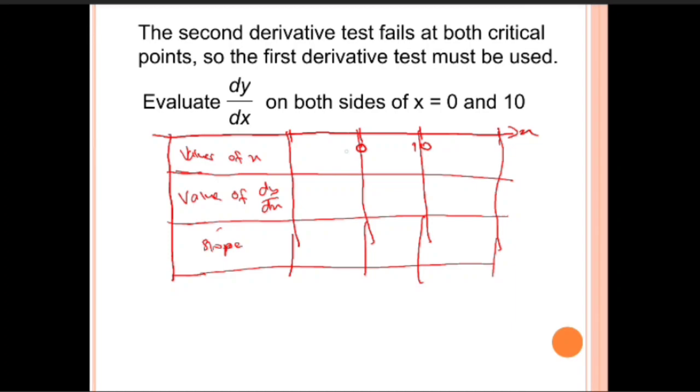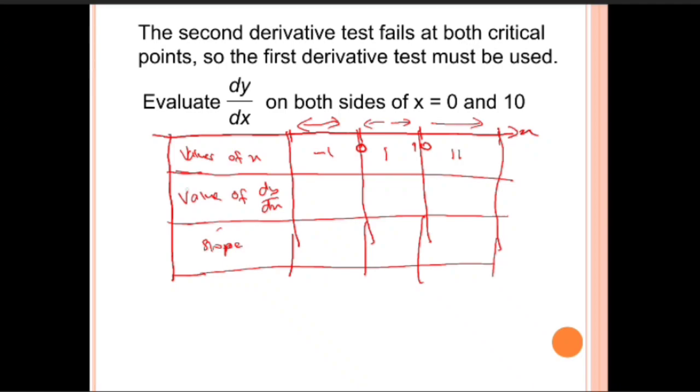So the values of x here would be the number between negative infinity until 0. So it's any number less than 0. You can choose, for example, negative 1. And here is a number between 0 and 10. You can choose any number, but I would choose 1 because that's the easiest number. Next, the last column would be any number greater than 10. You can choose any number, but I would like to choose 11.